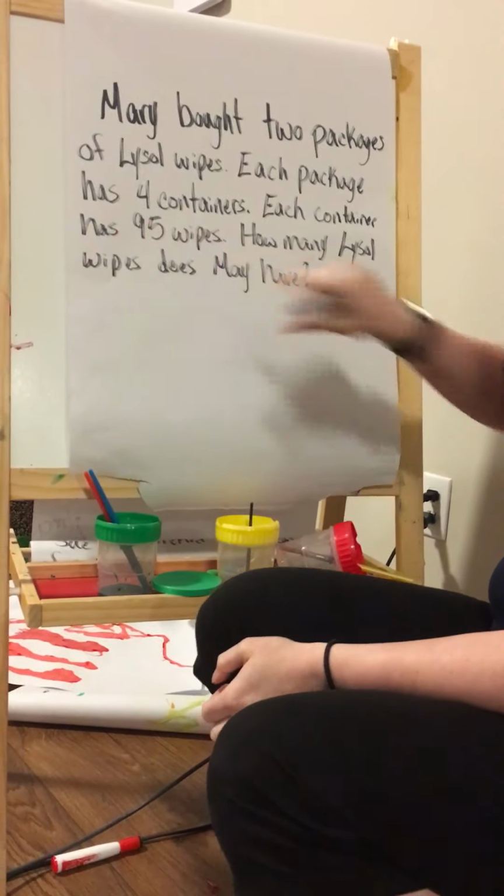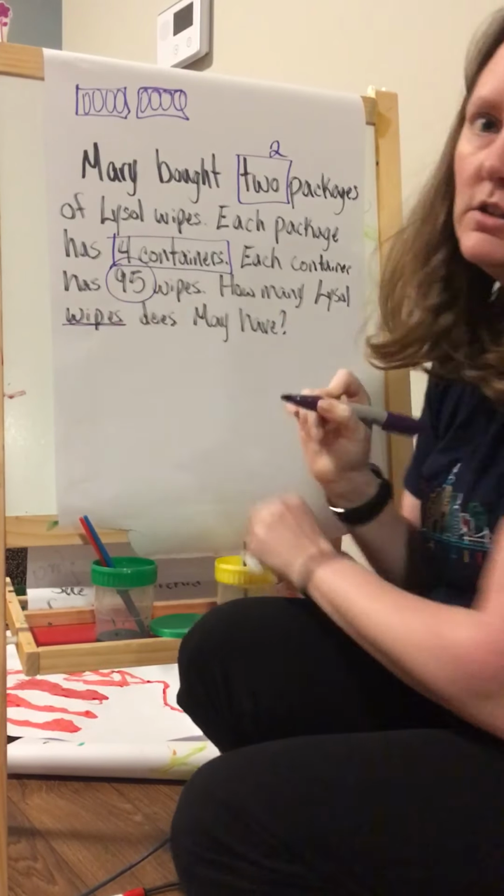Okay. So we have 2 packages. I tried to trick you there and made it word, but it's 2. 2 packages of Lysol wipes, and each has 4 containers in it. So if I have 2 packages, there's my first package, and here is my second package, okay? And then each of the containers has 95 wipes. My question is, how many wipes do I have?